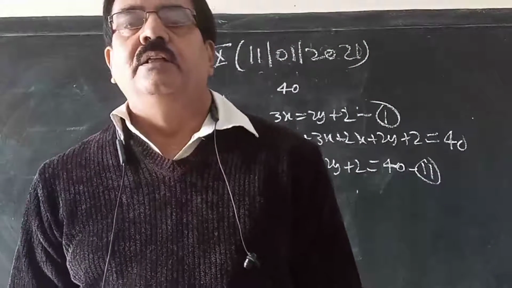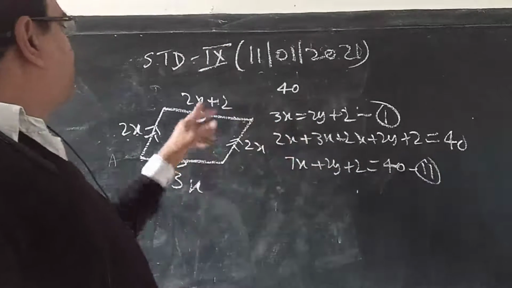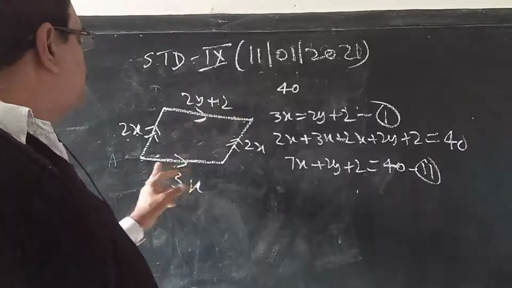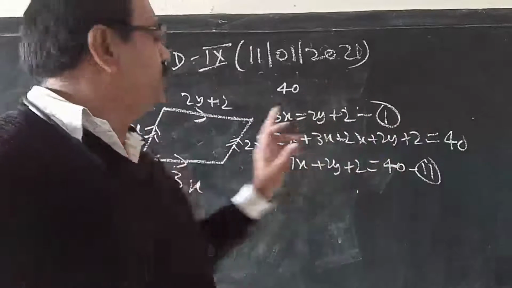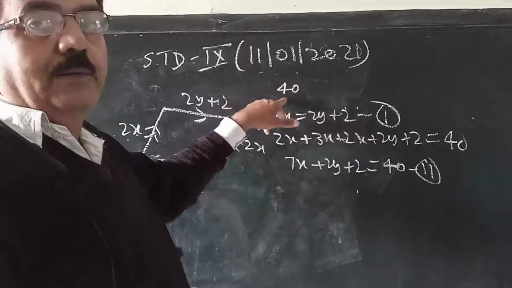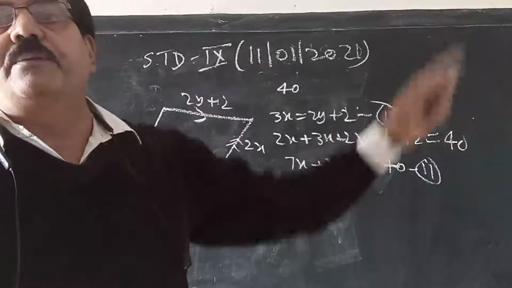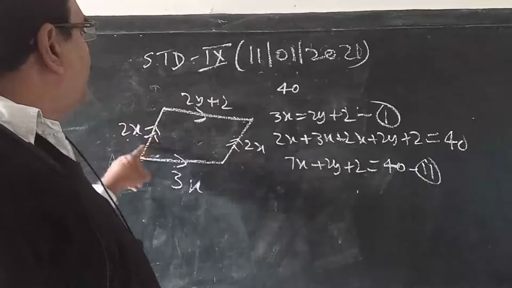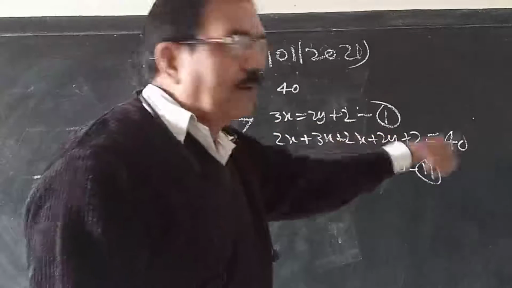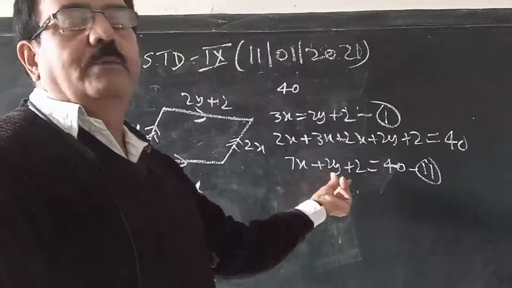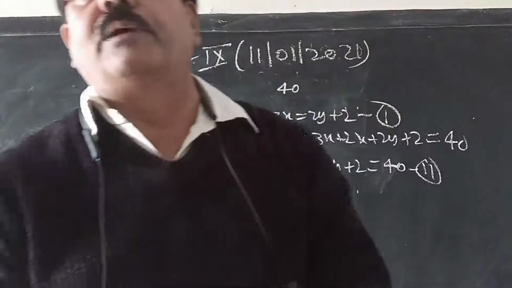So this one you have to solve. First, 3x: opposite sides are equal. This is given 2y plus 2, this is given 3x, so these will be equal. From this we will get one equation. And since the perimeter is given 40, perimeter of any figure means sum of all given sides. So the sum of all sides, 2x plus 3x plus 2x plus 2y plus 2, that value is given 40. So from here we will get the second equation. From these two equations, find out the value of x and y.